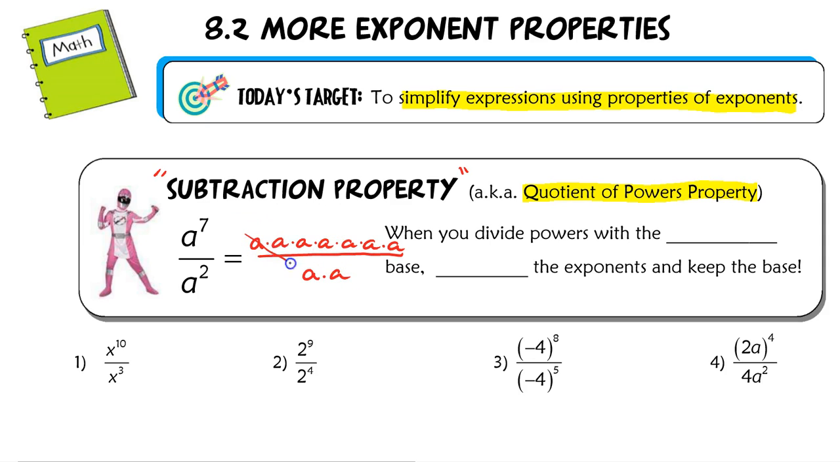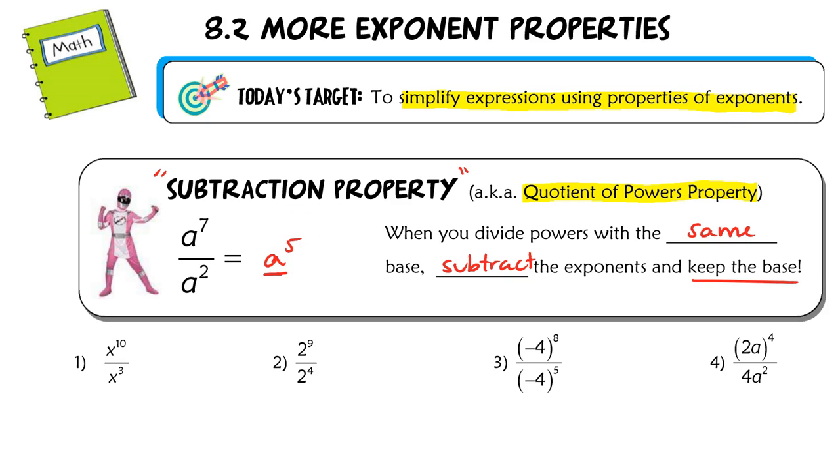Now what's nice about this is that these a's will actually cancel, because a divided by a is equal to 1. And we have another a divided by a, which is also equal to 1. That leaves us with the rest of this, which is a to the 5th power. There's 5 left over. So there's a nice shortcut here. When you see powers that you're dividing with the exact same base, you simply subtract the exponents. So to fill in the blank here, when you divide powers with the same base, you subtract the exponents, and you're going to keep the base. So we kept a as our base, and we just subtracted 7 minus 2 to get 5.